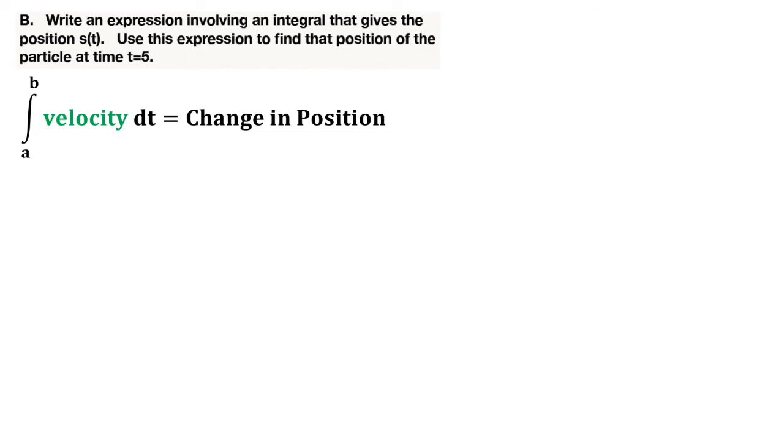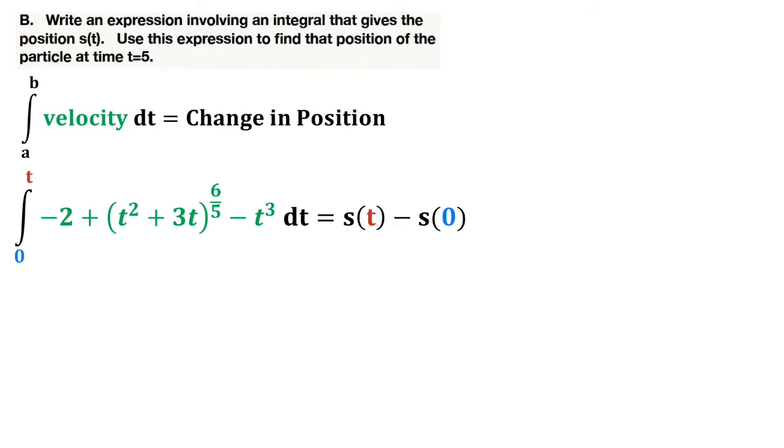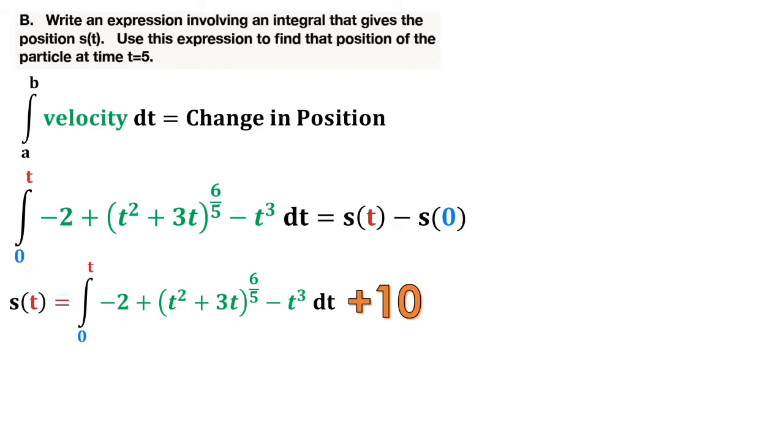In other words, in this case, we know the position at time 0, so I'd set up the integral from 0 to 5. But because we want to have an equation for s of t, I'm not going to immediately put in time 5. I'm just going to say from 0 to some generic time t. If we get s of t alone, we can add over the position at time 0. And that was given. The position at time 0 was 10. So s of t equals the integral from 0 to t of the velocity function dt plus 10.